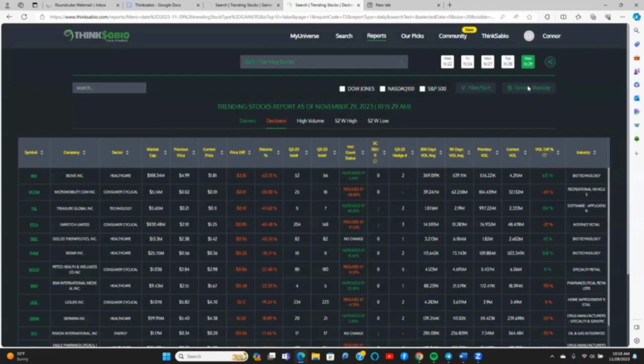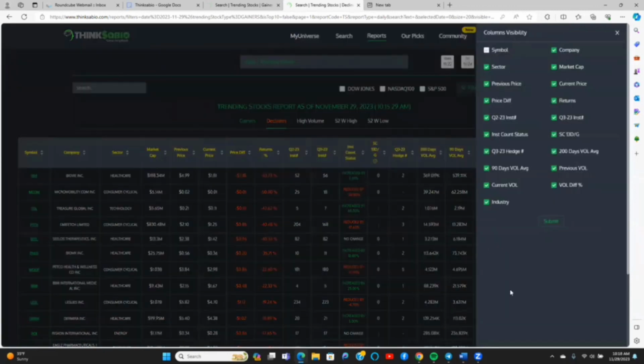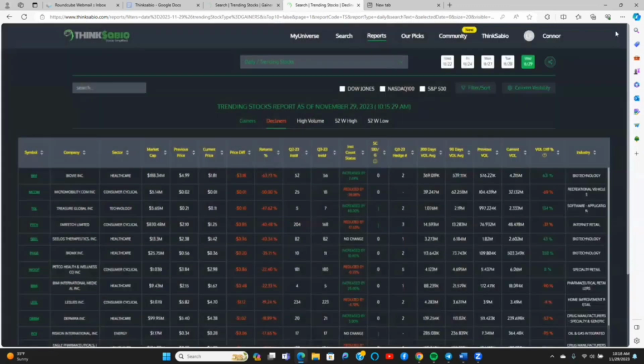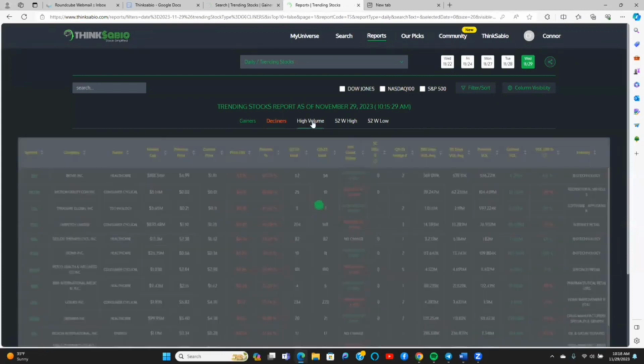And with column visibility, you can customize which columns you want to see and which ones you don't want to see. That makes it so you only look at the information that's going to be most relevant to you. We want to make sure that's easy for you to share and understand. So we'll go into the next pages of data here.